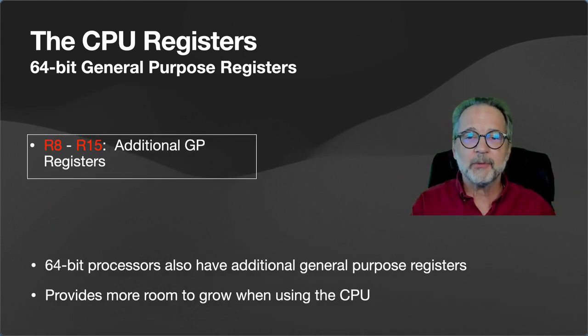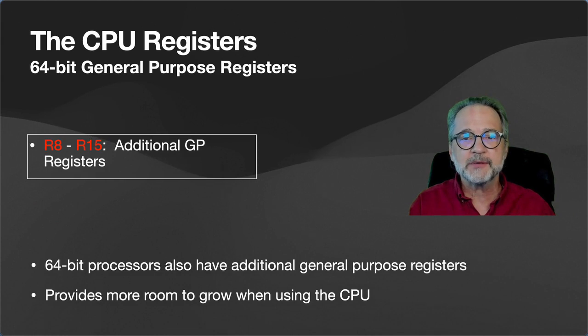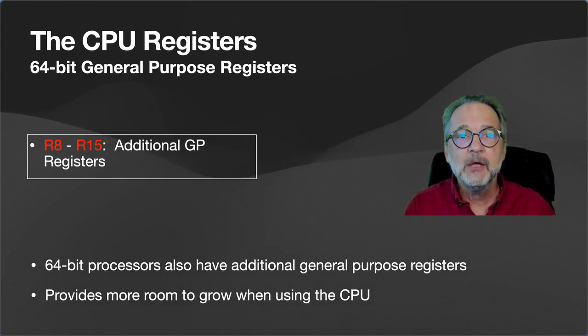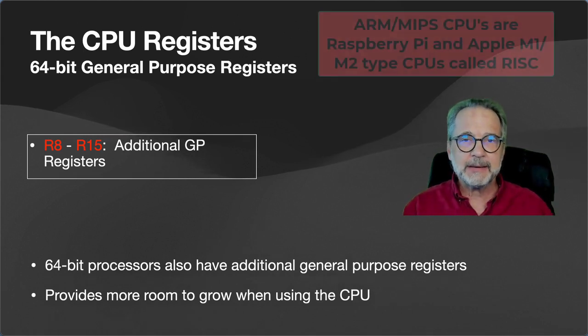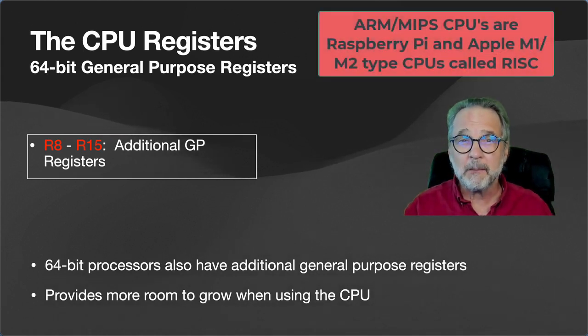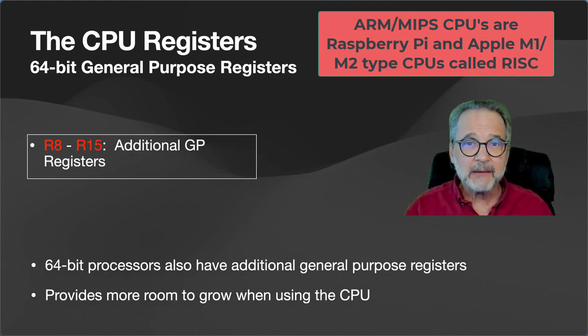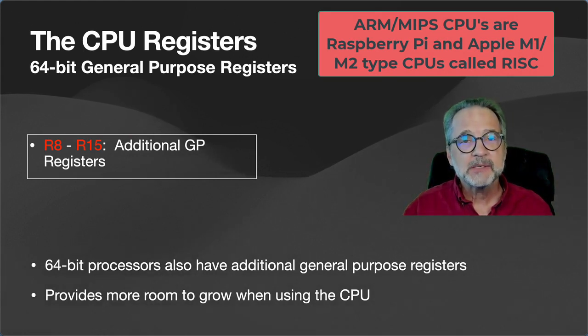But 64-bit's kind of cool. You've got additional registers. You've got R8 through R15. Those are additional general purpose registers that you can use to store data. Makes it a lot more ARM or MIPS like. There's just a lot more space in the 64-bit CPU to store additional data to be able to work with it.